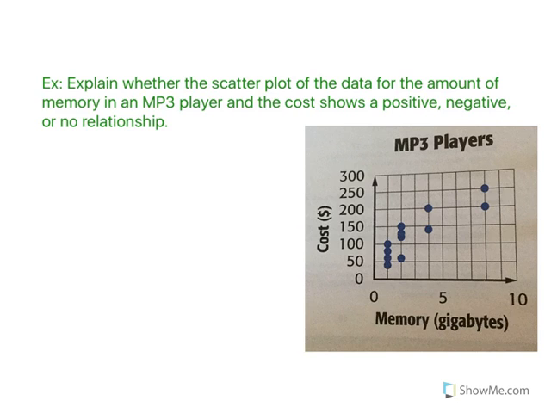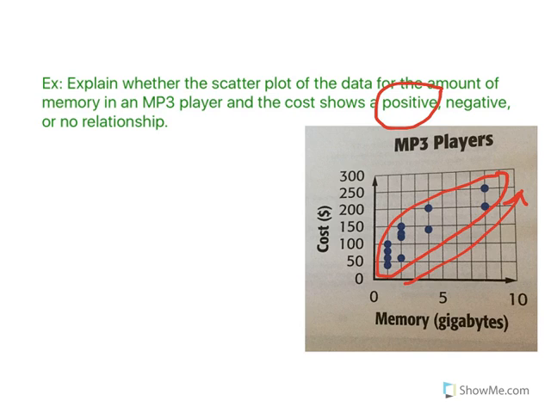The first one says, explain whether the scatter plot of the data for the amount of memory in an MP3 player and the cost shows a positive, negative, or no relationship. So we're looking at this data here. I like to circle it to see the shape of my line. Automatically, I can see that it's moving up. It looks like as my memory, my gigabytes, increase, so does the cost. Because that's showing a direct relationship, as one goes up, so does the other, we're going to say it's a positive relationship.